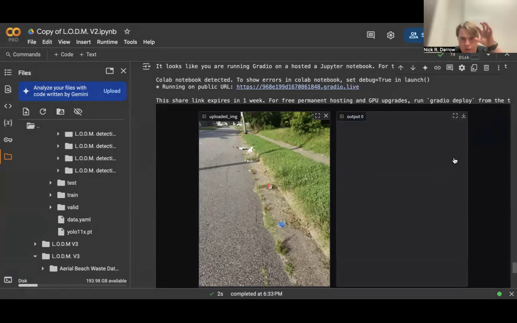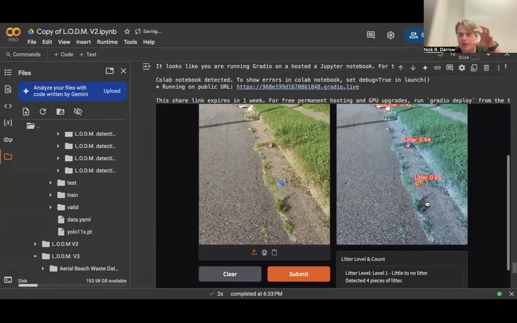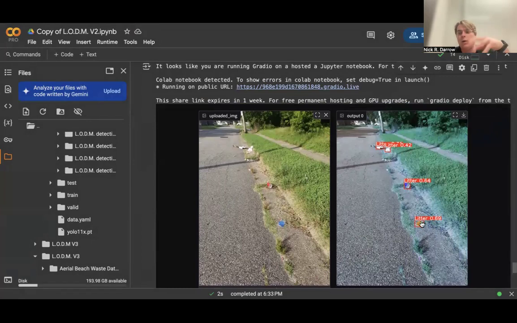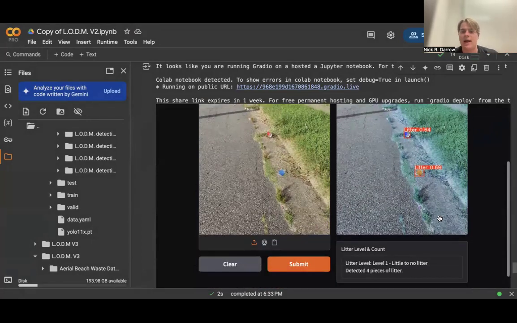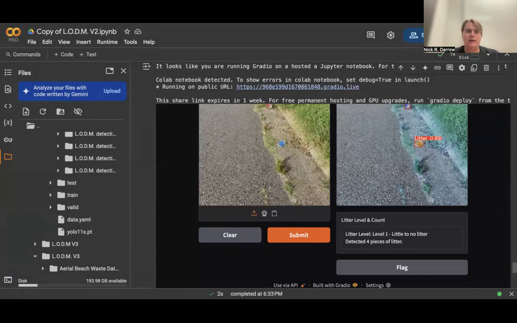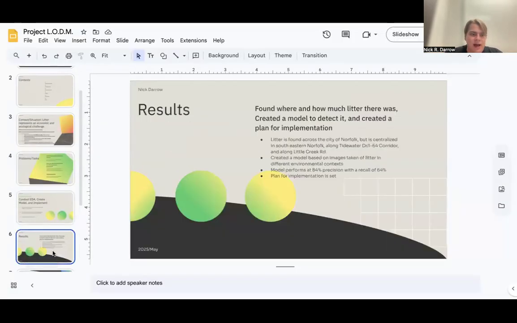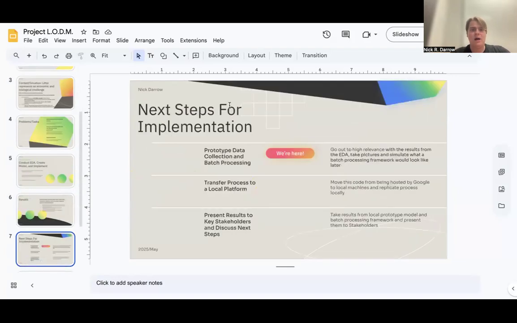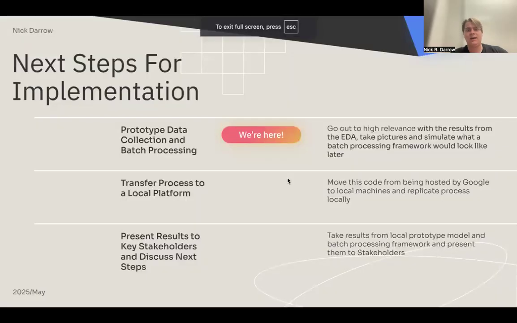And this will throw at us an inference image that tells us how many bounding boxes or how many pieces of litter were found in that image and the level of that litter. Once we have that, we get results. So we know where the litter is and how much of it there is. We've created a model that can accurately detect that litter. And from there, we can begin implementing.